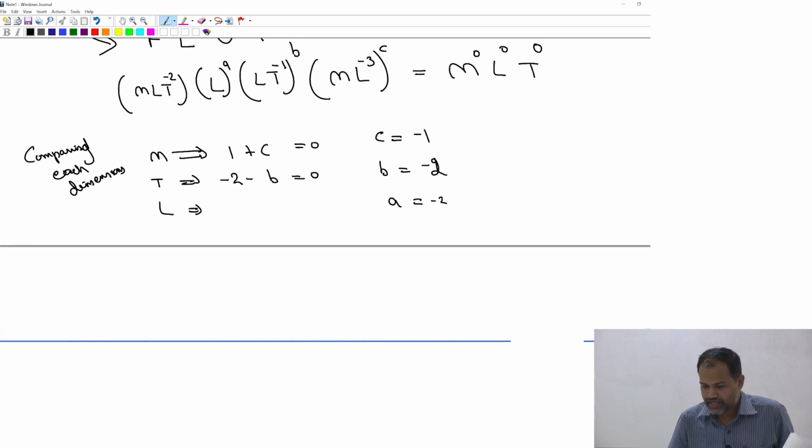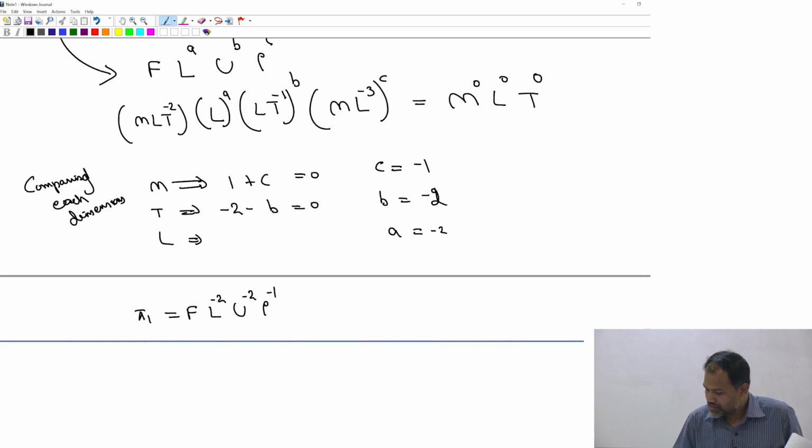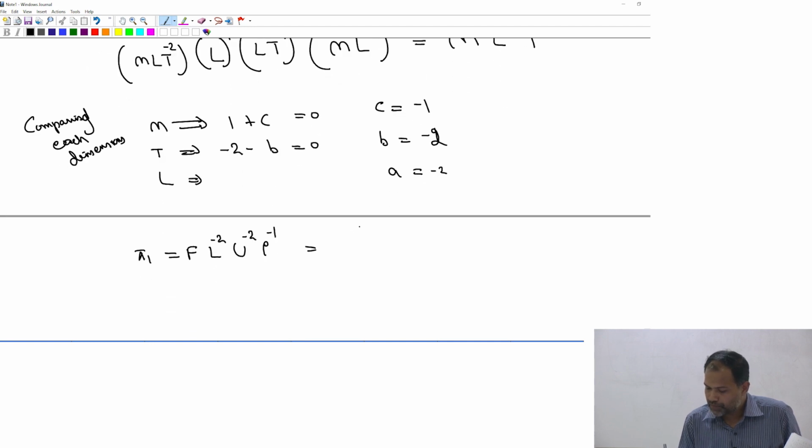So let's just write down the parameter and stop. We have calculated pi 1 as f times L to the power minus 2, u to the power minus 2, rho to the power minus 1. So that's basically f divided by rho u square L square. That's one of the non-dimensional parameters that we have gotten. We'll do the rest tomorrow.